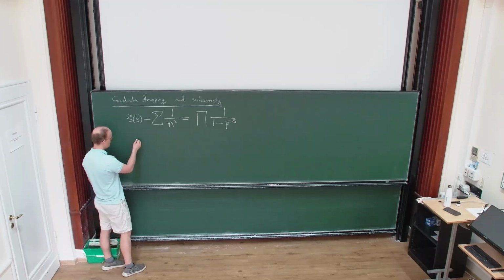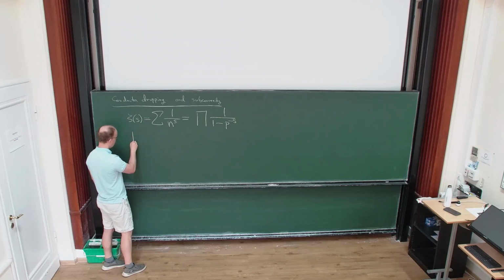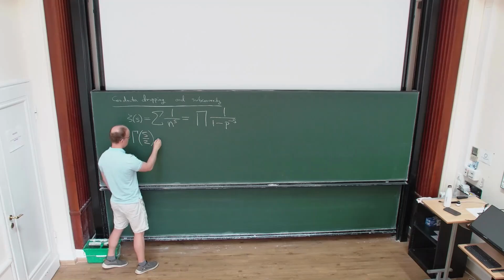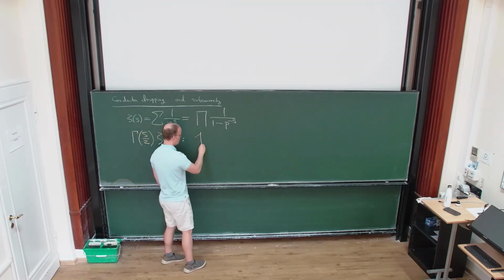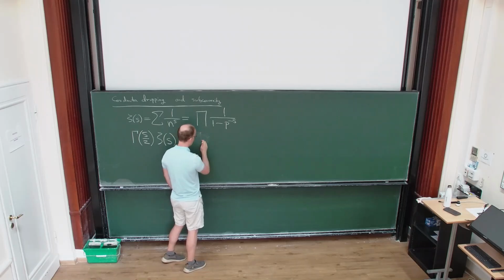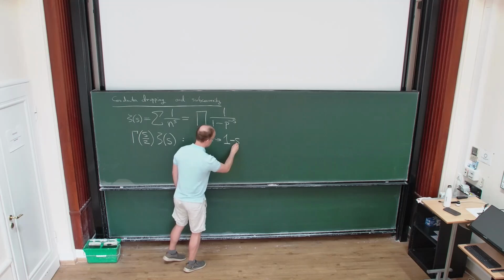So more precisely, if you look at the gamma function at s divided by 2 times zeta of s, this satisfies a nice functional equation relating the values at s and 1 minus s.